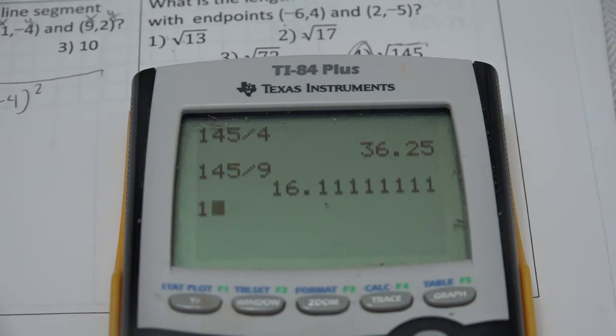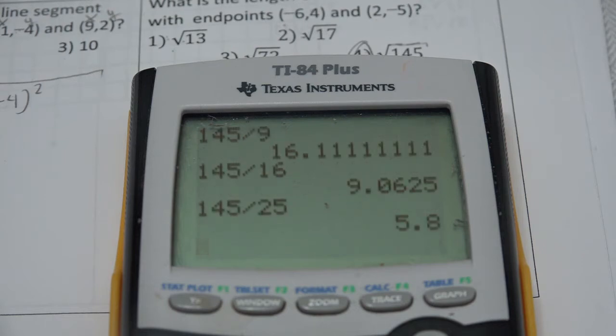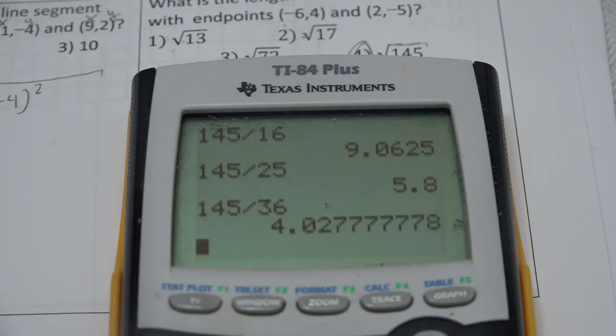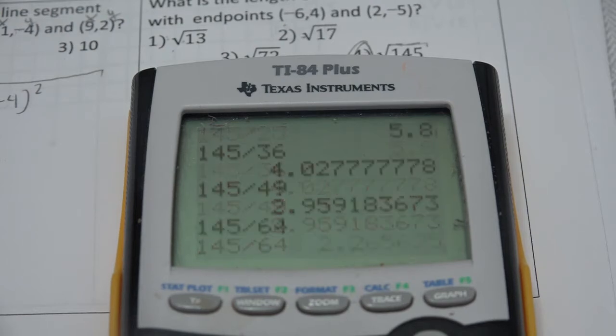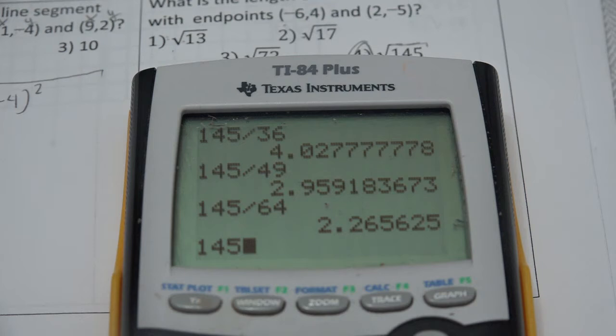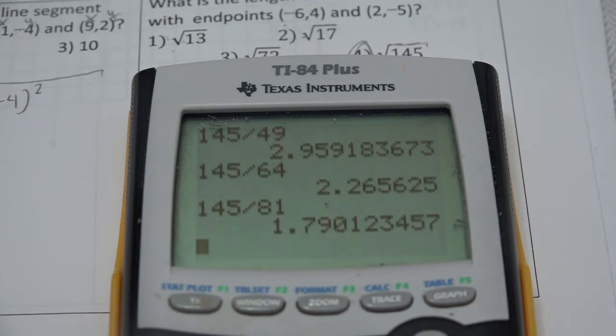Nothing. 145 divided by the next perfect square, 16? Nothing. 145 divided by 25? Nothing. 145 divided by 36, that's the next perfect square, and I get nothing. And if you keep on trying, 145 divided by 49? Nothing. 145 divided by 64? Nothing. 145 divided by 81? Nothing. And the next one is not going to work either.